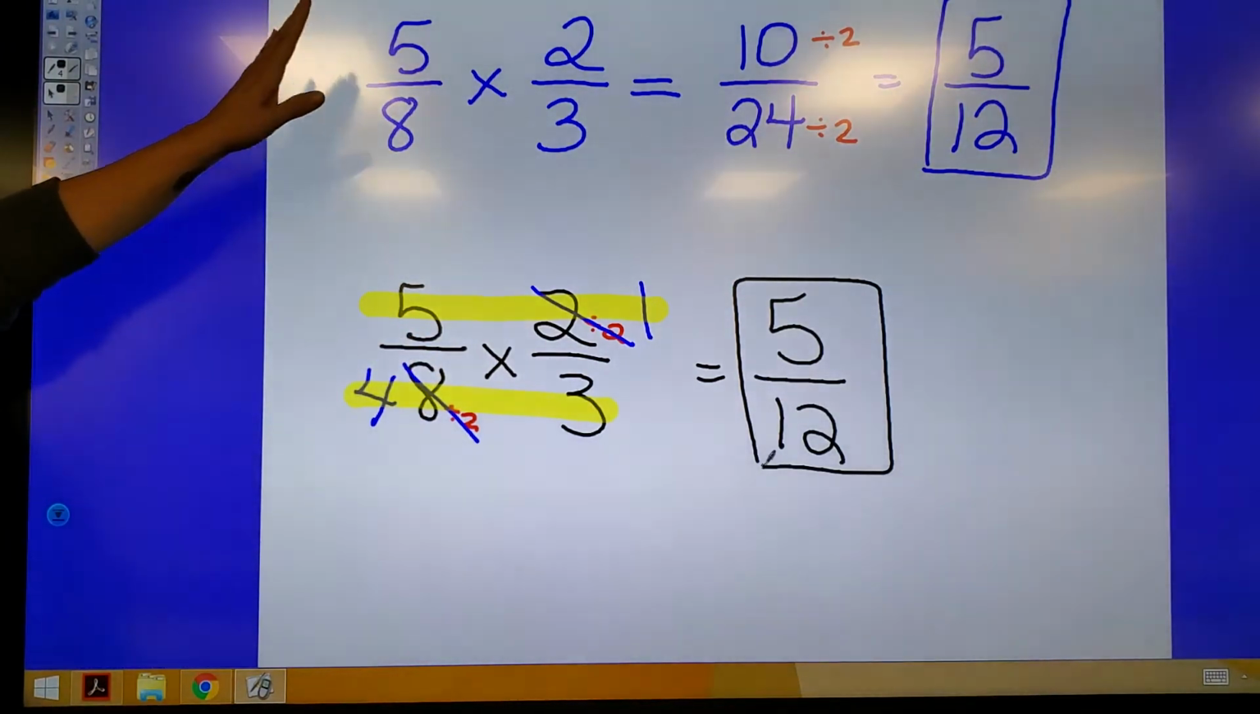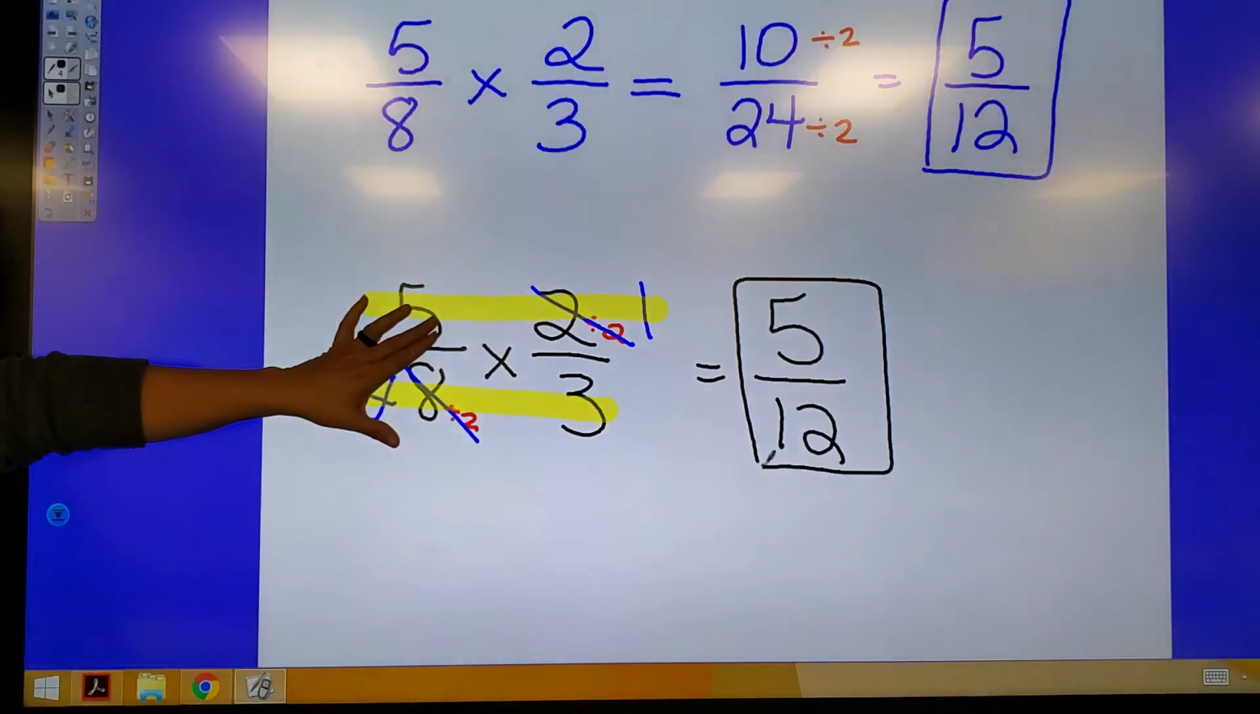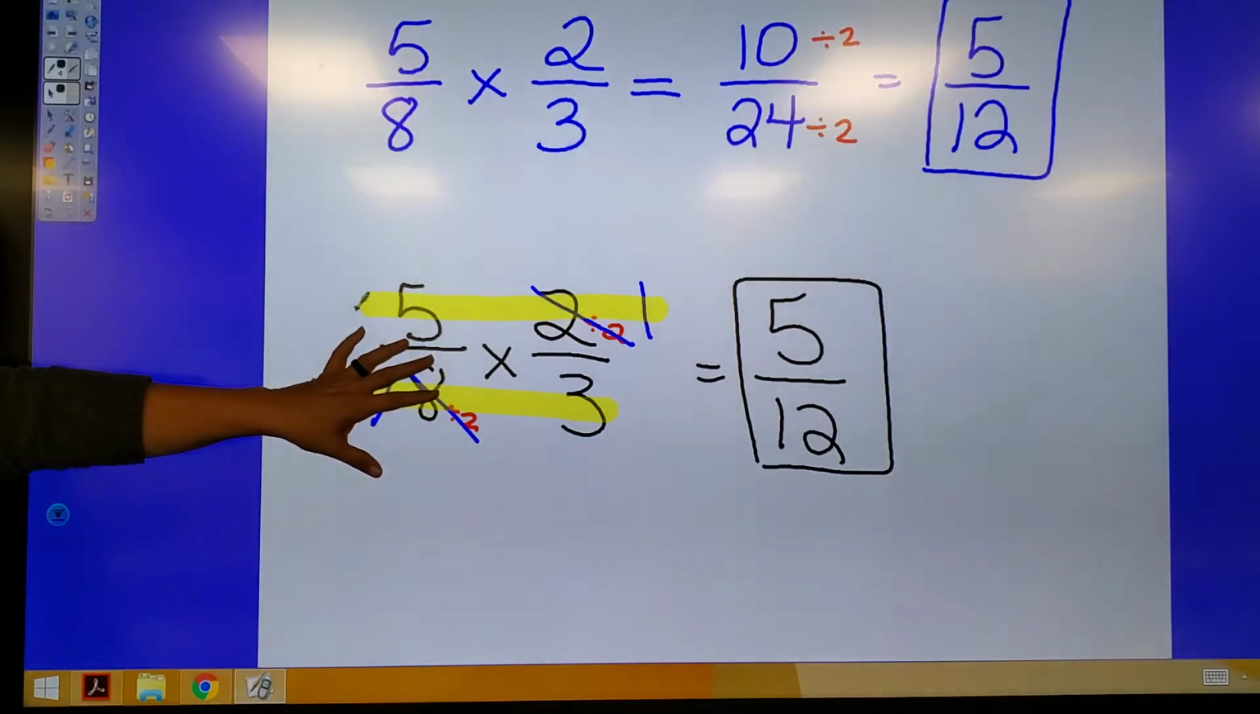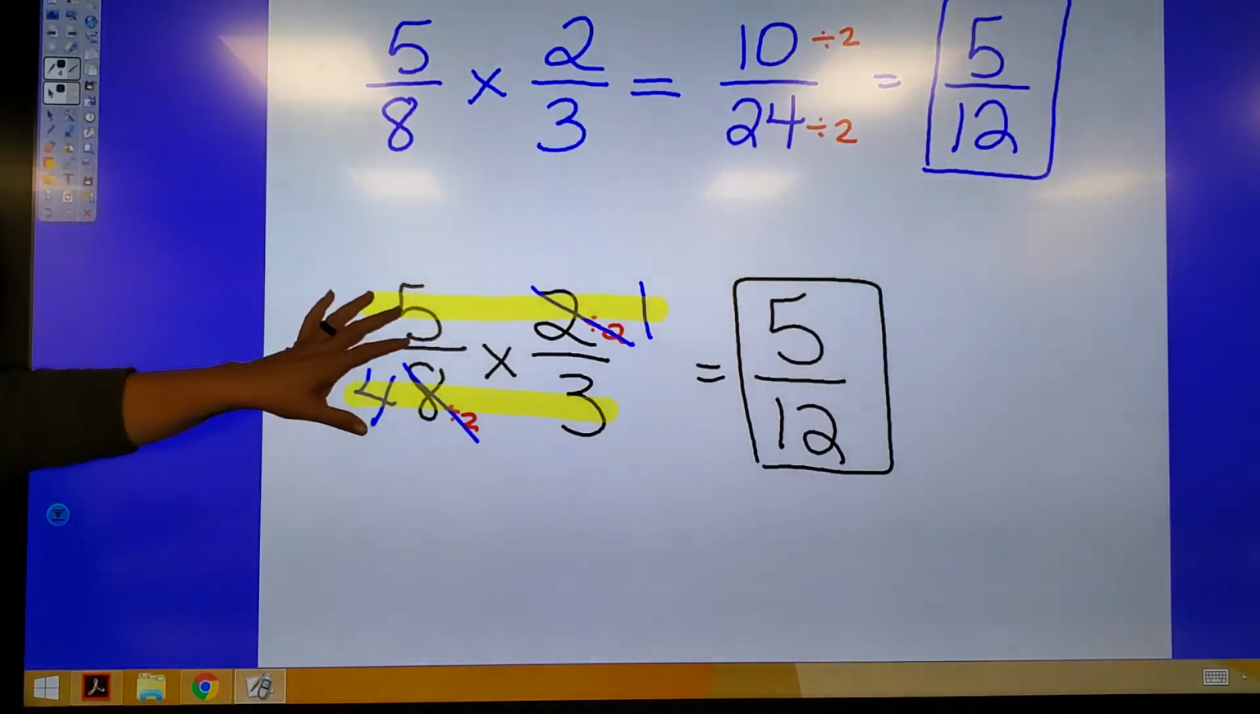You can either multiply and then simplify, or you can simplify first and then multiply. Again, I'm going to do it this way because as a 7th grader, you're going to start working with bigger numbers, and I think that it just makes sense to do it this way.